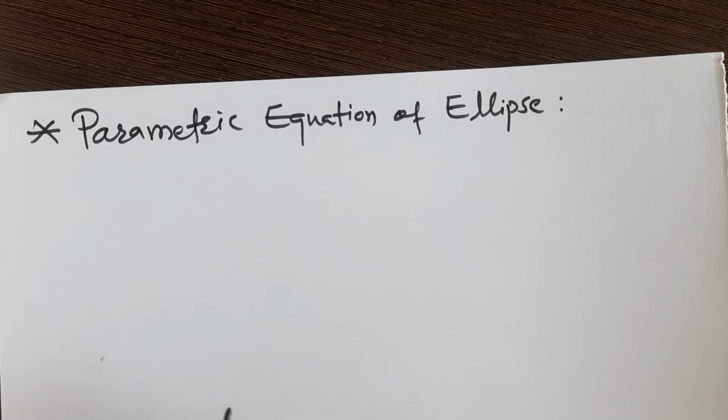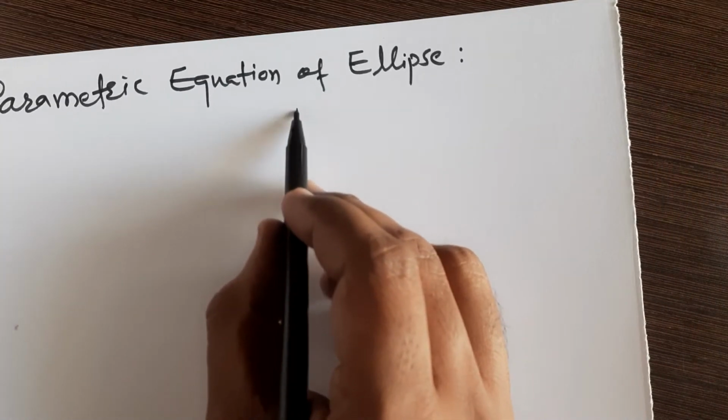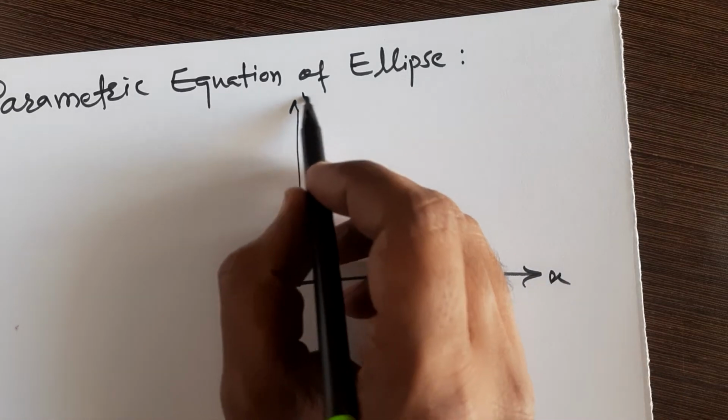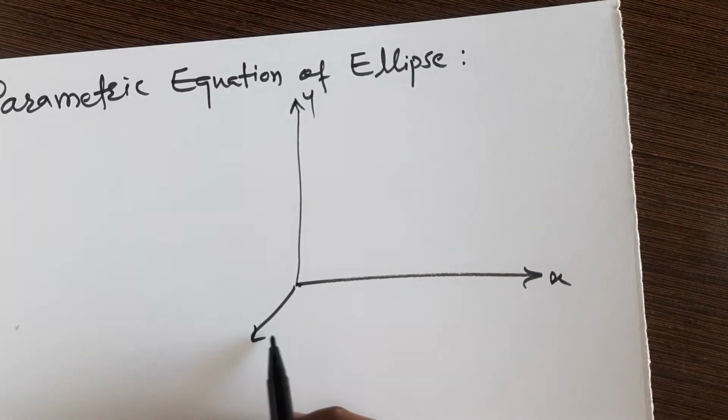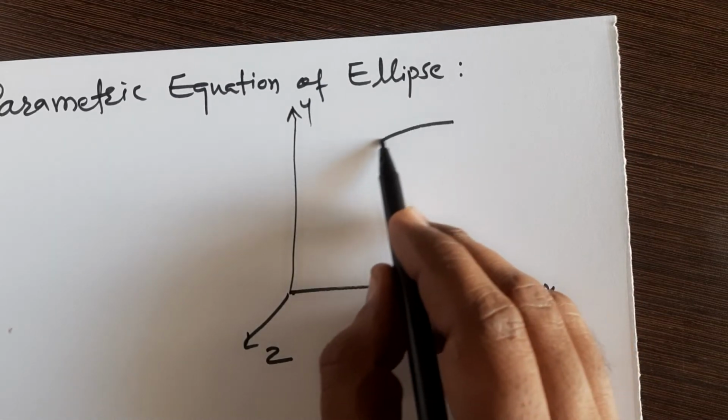Hello everyone. So in this video we will see the parametric equation of ellipse. Okay. So we are familiar with the ellipse. If we draw the figure of ellipse, suppose this is the x-axis, y-axis, and here is the z-axis. So the ellipse will be like this somewhere.